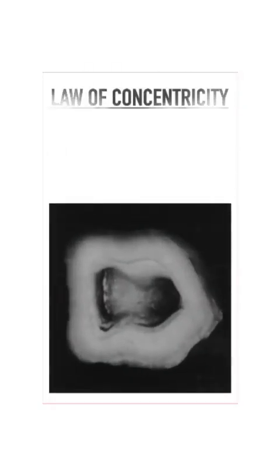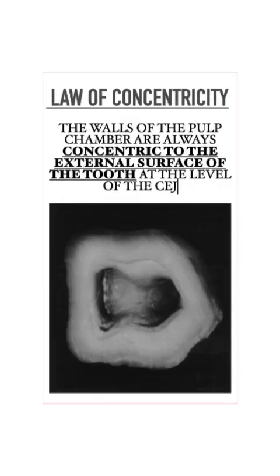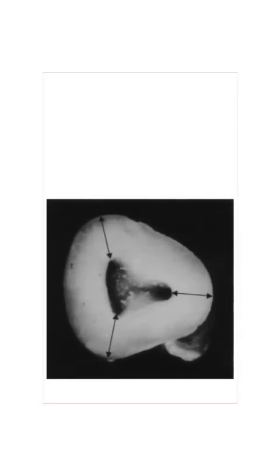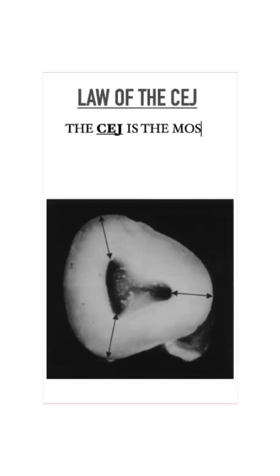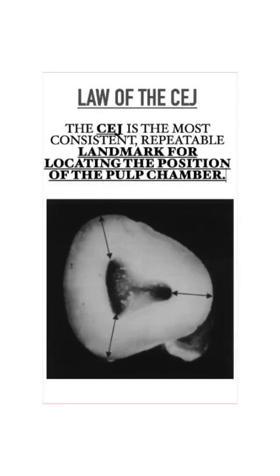The second law is the law of concentricity, which means the walls of the pulp chamber are always concentric to the external surface of the tooth at the level of the CAG. The last law is the law of the CAG. The CAG is the most consistent, repeatable landmark for locating the position of the pulp chamber.